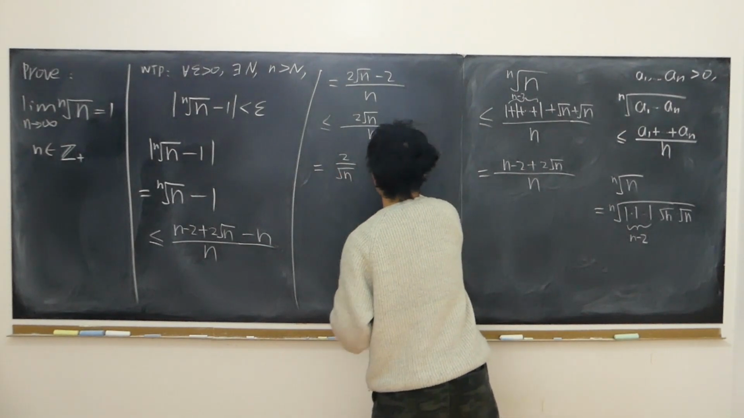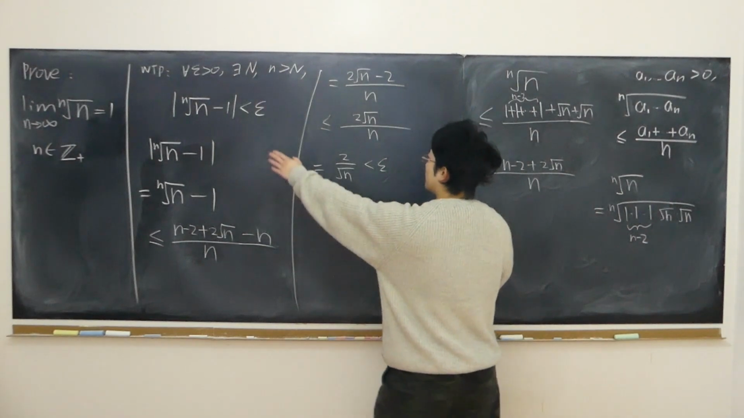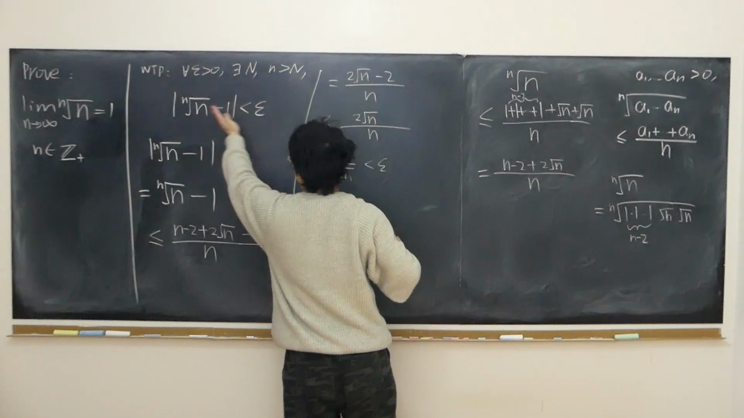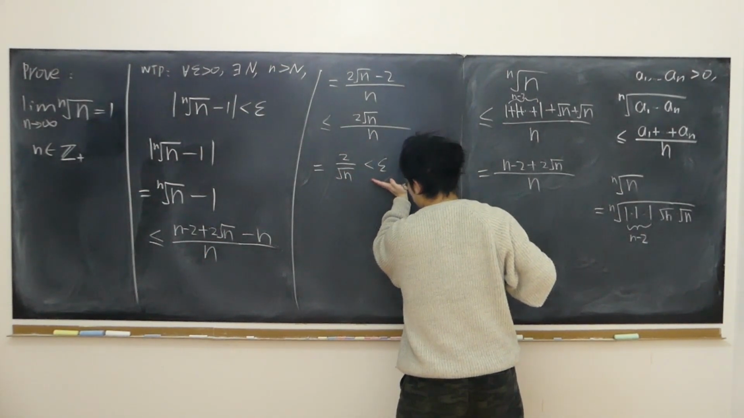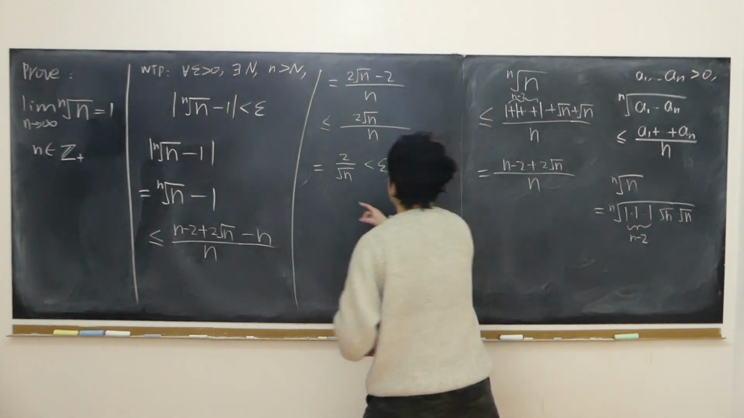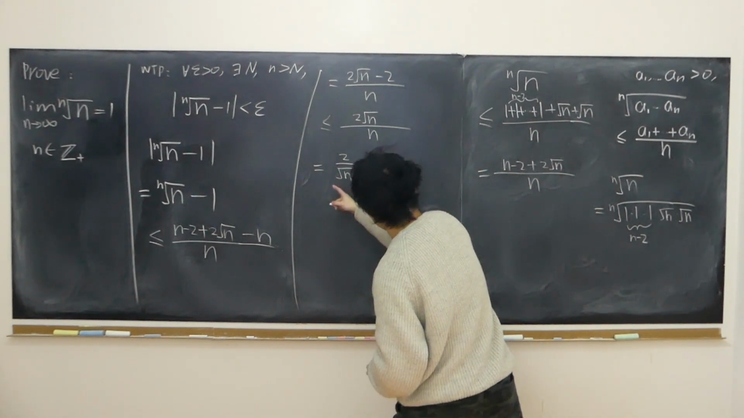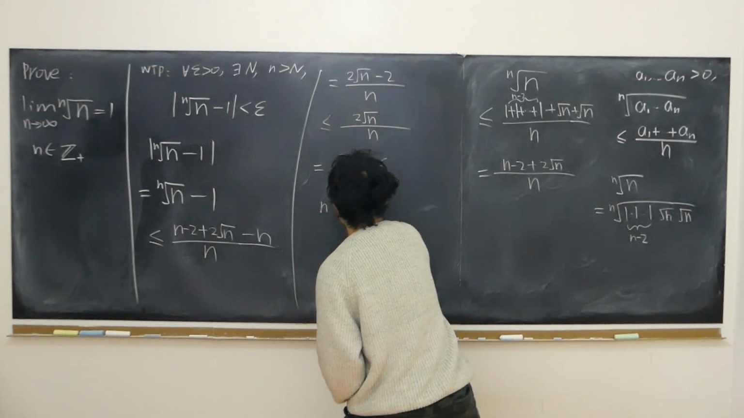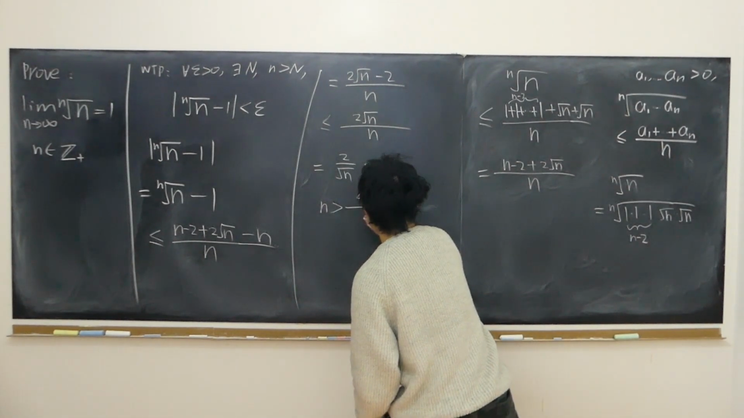Then I can let this be less than epsilon, right? So I want to prove that this absolute value is less than epsilon. So I've loosened the inequality and really finally reached the epsilon. Now I just have to solve for this inequality. So I can divide square root of n over to that side, divide epsilon over to here, and square both sides. So in the end, I have little n is larger than 4 over epsilon squared.